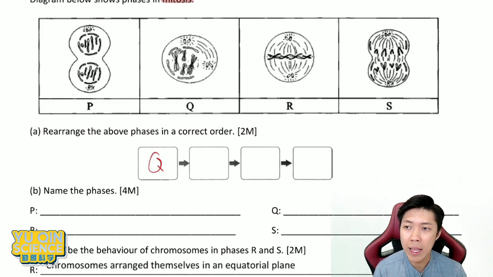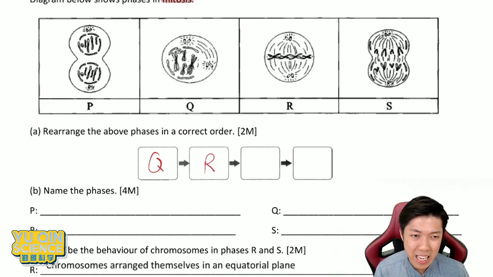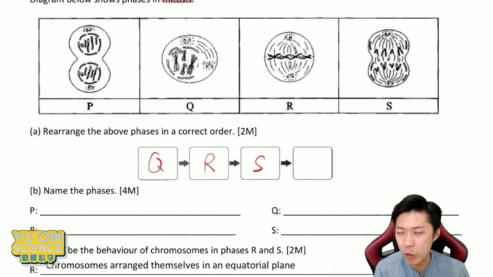And then followed by P, prophase, then M, metaphase, in the middle, so that will be R. PMAT, A will be anaphase, separating left and right. S now is up and down, but it could be left and right as well. This is a different drawing. So then we end at P.